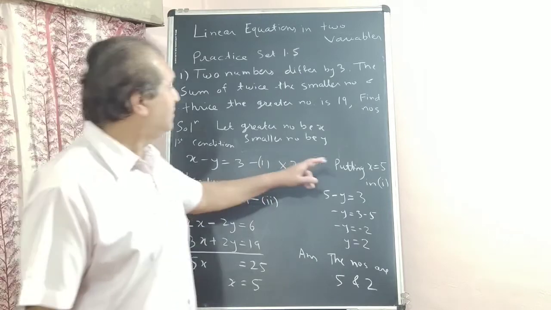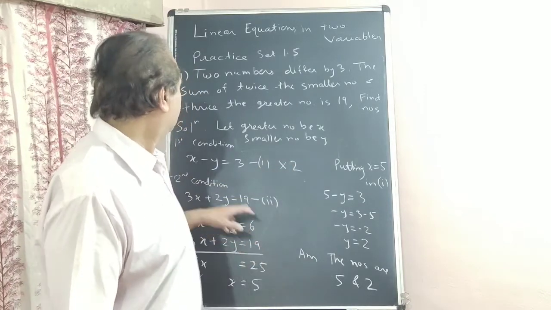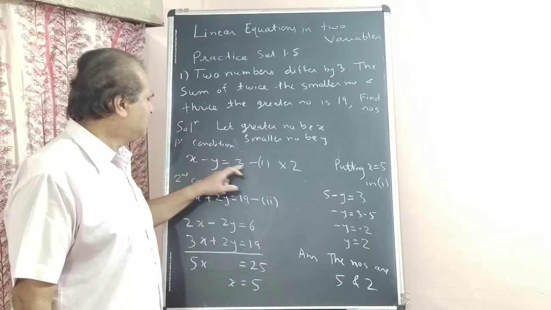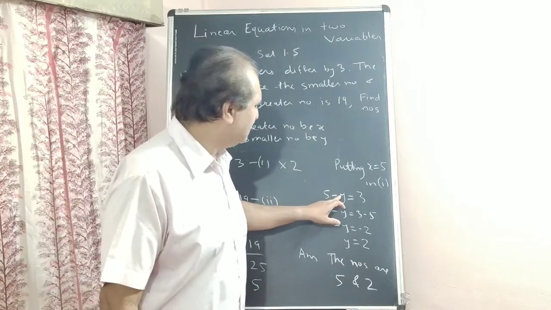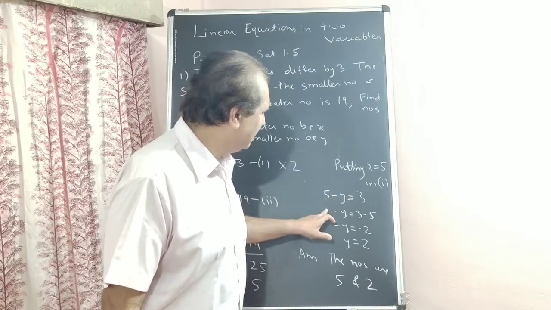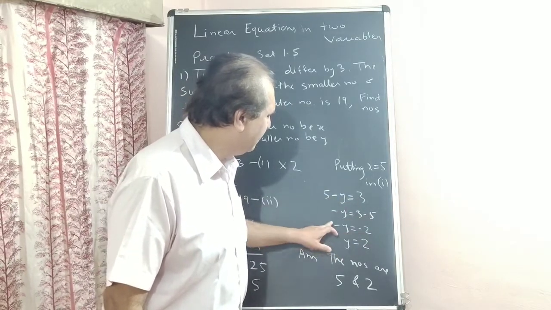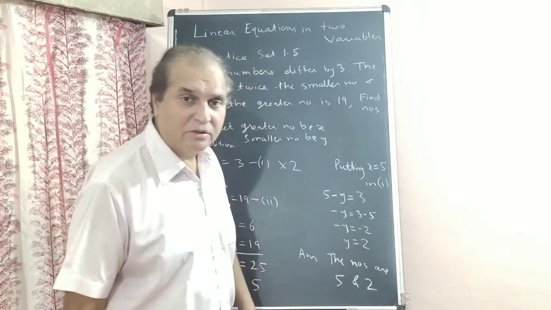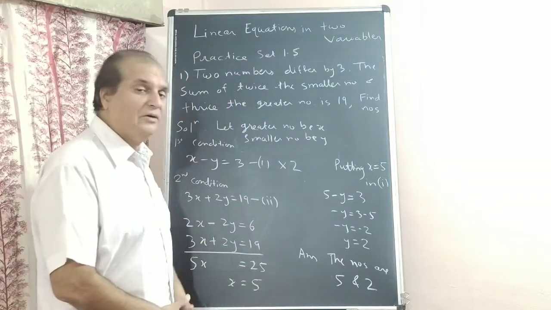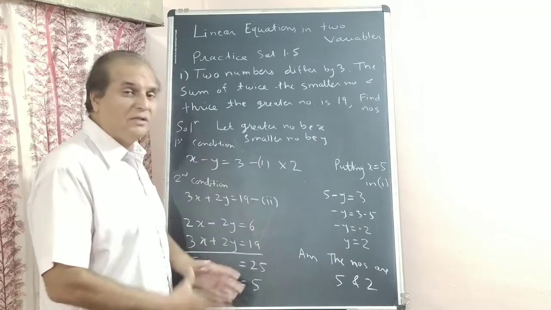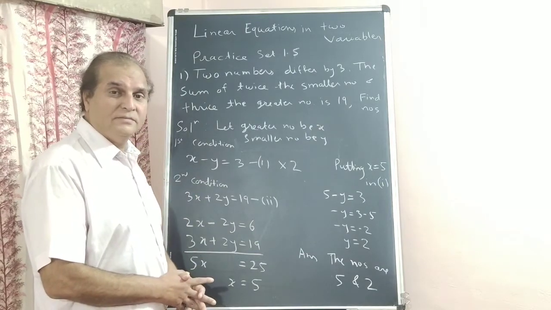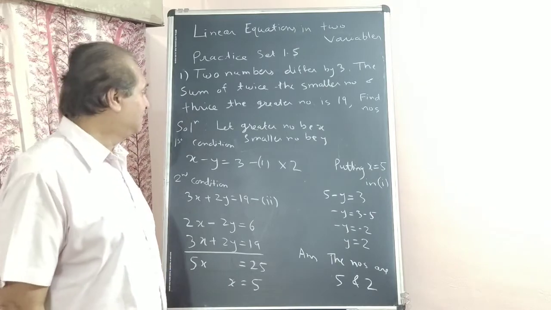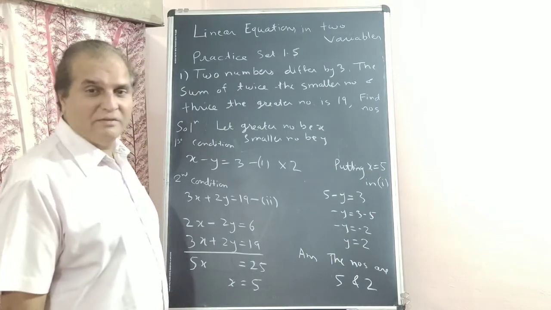And putting x equal to 5 in equation 1, x minus y equal to 3. So 5 minus y equal to 3. Minus y equal to 3 minus 5, shifting 5 that side. Minus y equal to minus 2. Minus cut, y equal to 2. Answer, the numbers are 5 and 2. They satisfy both the conditions. And we got the answer. We'll go ahead with the next sum.